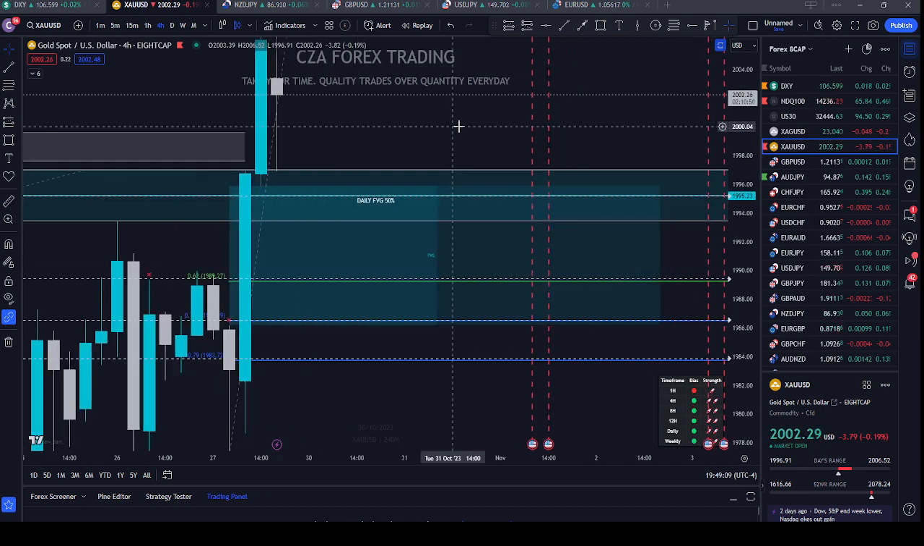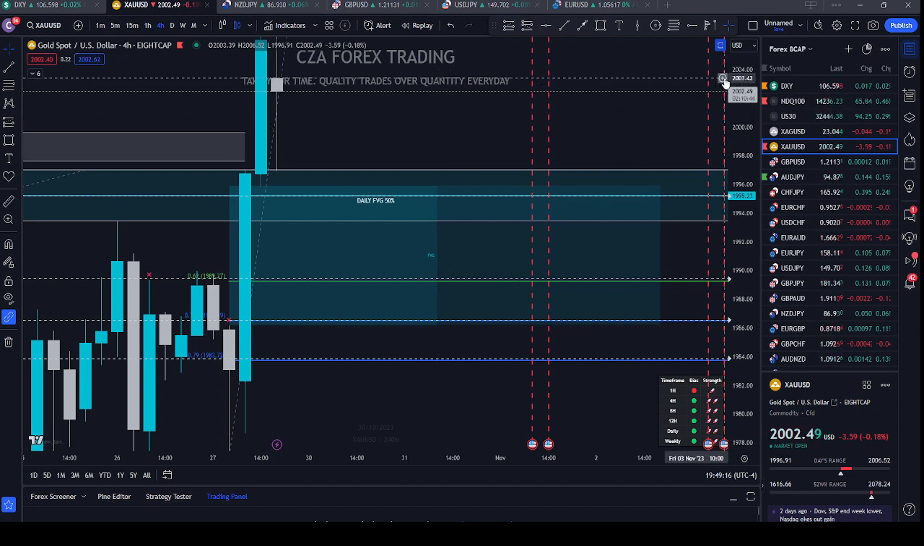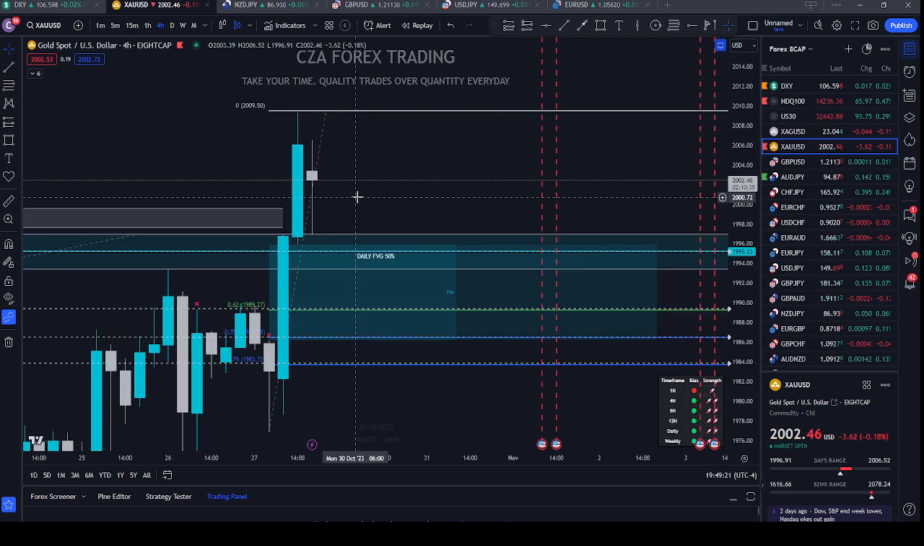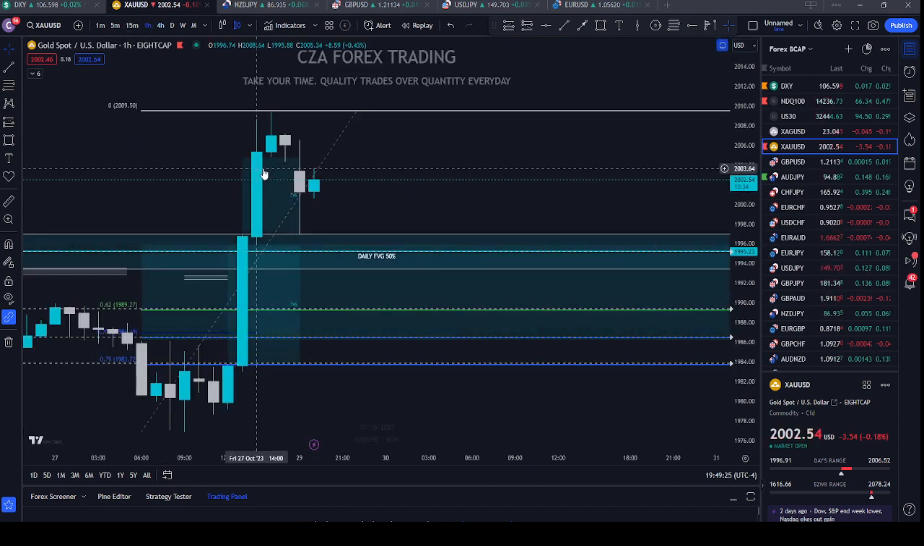Can you check US 30? Yeah, I'll check it right now. So we identified these fair value gaps and these points of entry on the 4-hour. These look pretty sweet. 2 hours left for this candle to close. Let's go down to 1 hour. Let's see what's going on here.